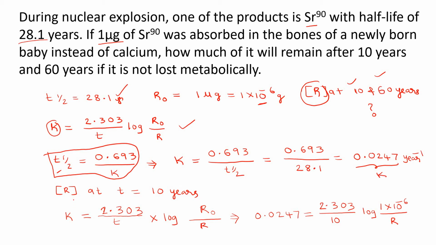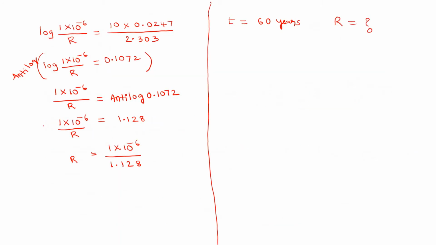Next, we are calculating the concentration of R at 10 years. So what is the formula? K is equal to 2.303 divided by T into log of initial concentration by concentration at this time. Now K is already substituted and time is 10 years. Whatever answer you get will be in years only. And the initial concentration is 1 milligram, sorry, 1 microgram, which is equal to 10 to the power of minus 6. And R you are calculating.